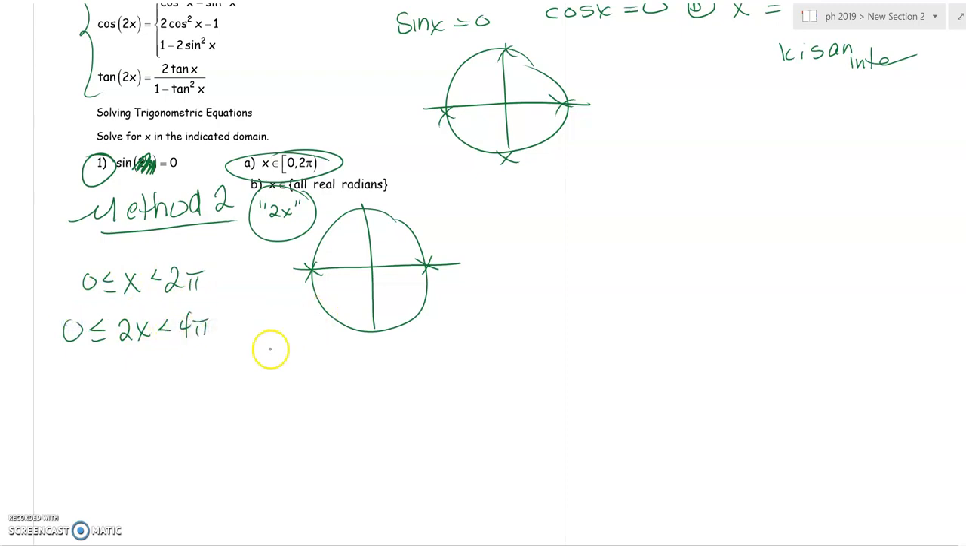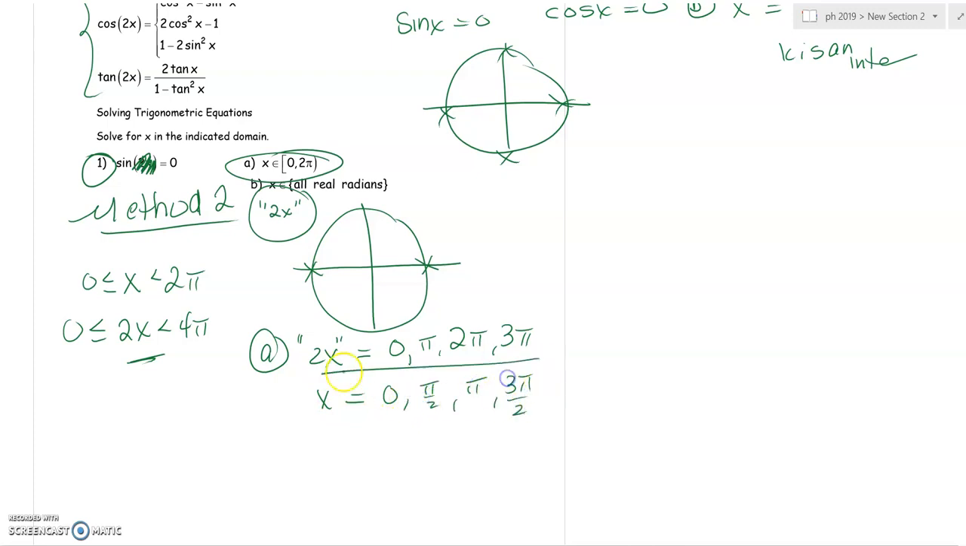pi. So for part A, 2x is between 0 and 4 pi. The only thing is they didn't want to know what the answers would be for 2x. They want you to solve for x, so divide by 2. And if you look above, that is the same answer we got for method 1. And then for B, again, if I'm looking at 2x, you would say 2x would be pi k. But again, that's not what we wanted. We wanted to know the answer for x, so you divide everything. So that's another way to do it.